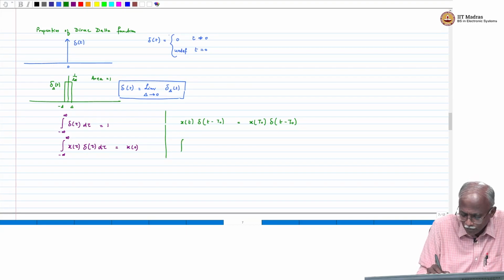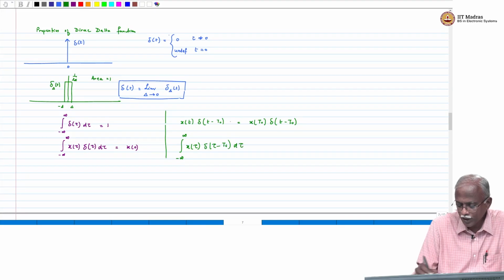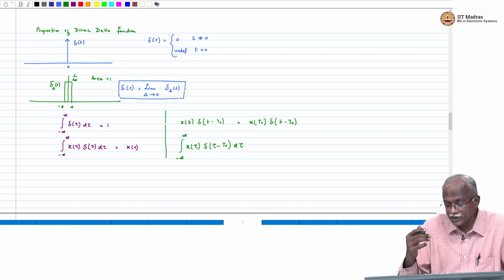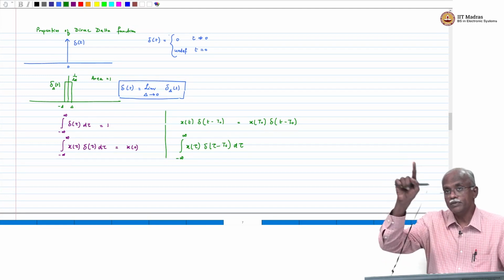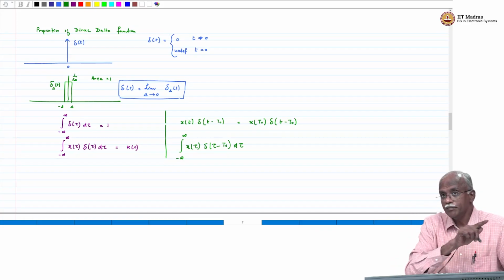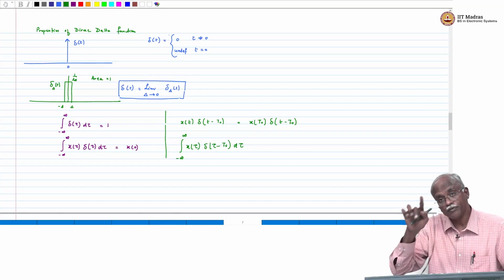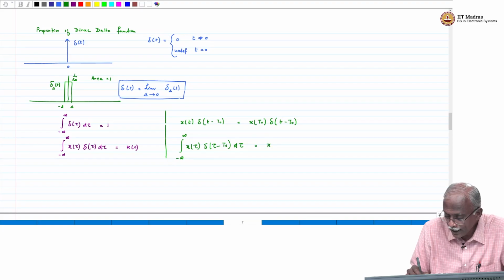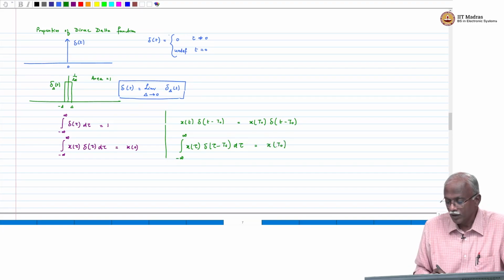Now, if you integrate this particular term from minus infinity to infinity, so if you have the integral of x of tau delta of tau minus t_0 d tau, basically whatever was in the previous line, I am integrating from minus infinity to infinity. Now notice that you are integrating the Dirac delta which is occurring at t equal to t_0. It has a scale factor x(t_0), and when you do this integral from minus infinity to infinity, the Dirac delta will give you a value of 1. So this comes out to be x(t_0).